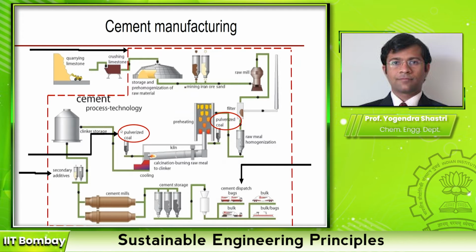You will require coal, which again comes from outside. There is also a requirement of some secondary additives which will be purchased from outside and stored at the facility and used as and when required in the process. In the last stage, as I said, there will be packaging, for which the bags again will be purchased from outside. So the black arrow shows the material that comes from outside.